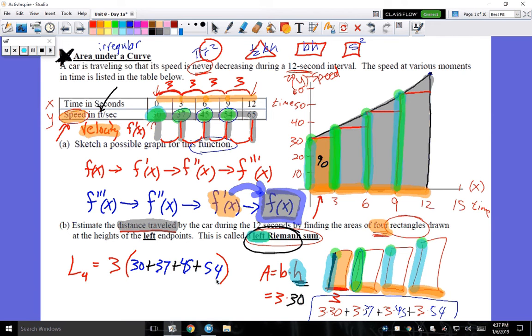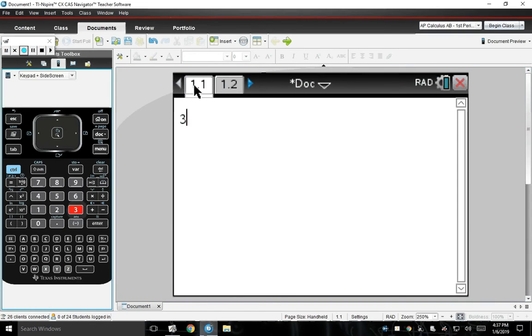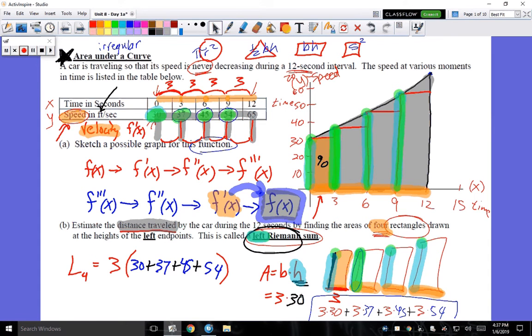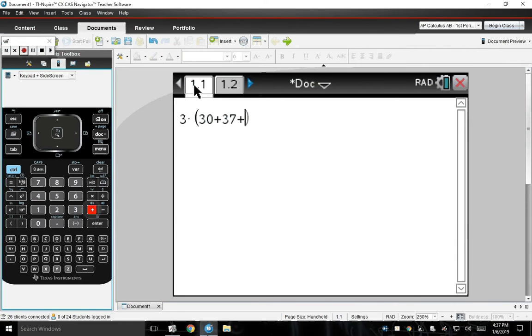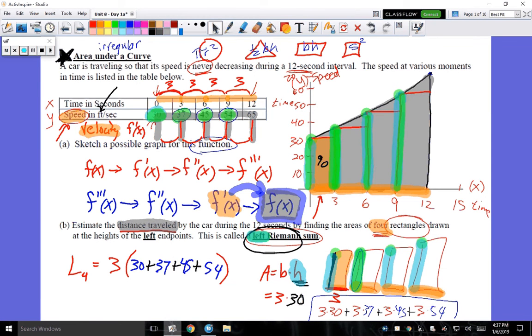Okay, and if I put that into my calculator real quick, let's see what we get. Okay, so 3 times parentheses 30 plus 37, 45, 54, and the answer is 498. So L sub 4 is going to be 498 feet squared. This is the area underneath the curve, okay?